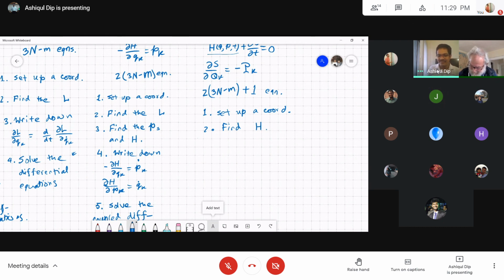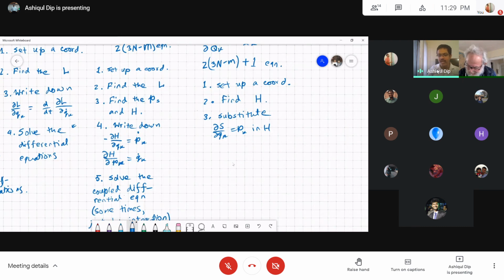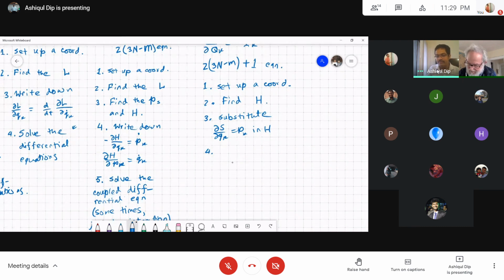Okay, then write down the definition of momentum. Substitute partial S by partial q_k equals p_k in H. So you have to replace all the momenta in the Hamiltonian in terms of partial S by partial q_k. That's one step. Then you need to write down the Hamilton-Jacobi equation itself.